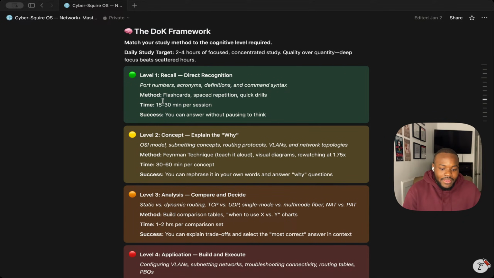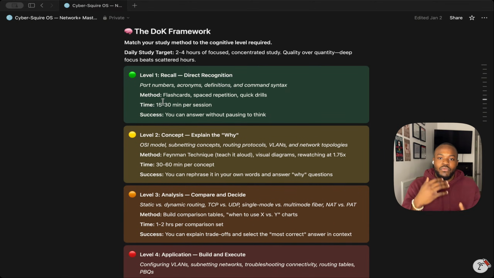So, next thing, we move into the concept. Why, right? Why is this important? How does this interact in the real world? What is the deeper explanation? Can I explain this to somebody else, like the OSI model, subnetting concepts, routing protocols, VLANs, and network topologies, right? Now, this will take a little bit longer, but you should be able to rephrase this into your own words. We have level 3, analysis. We have compare, decide. We should be able to get the concepts from level 2, and we should be able to apply these in scenario-based questions.